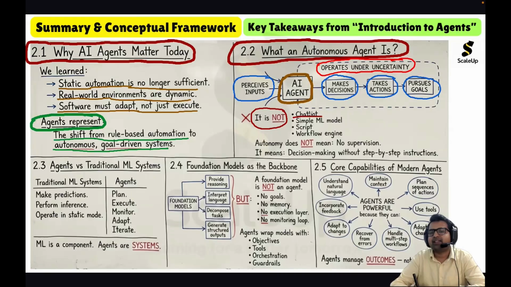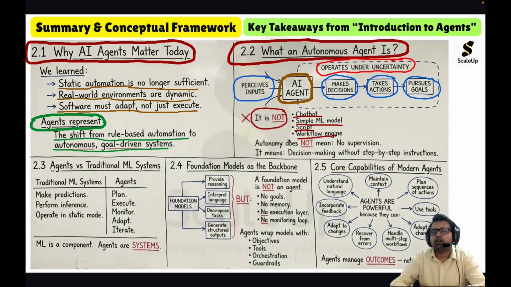A chatbot is very passive, wherein a chatbot cannot execute actions. It can only reply. An autonomous AI agent is very different from a simple ML model. See, simple machine learning models are very passive in nature, wherein they can just respond. They cannot act. It is very different from a script. Script means rigid, fixed rules, a fixed set of instructions. Rather, AI agents decide what to do. Rather than us telling it what to do, it will decide what to do. And it is not a workflow engine, wherein the agent decides dynamically during the runtime.